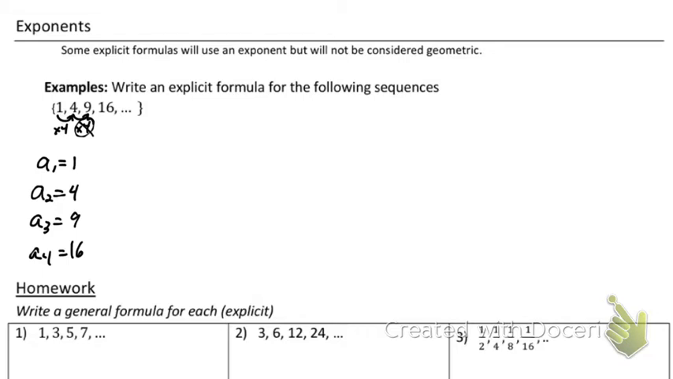Everything's just getting squared. This is 1 squared. This is 2 squared. This is 3 squared. This is 4 squared. So if I asked for some n term, you're just going to go, well, that's just n squared. Whatever number I get, we're squaring it. And so if I need the 100th term, I would just do 100 squared. So although not geometric, it is one I expect you to be able to pick out of a lineup.